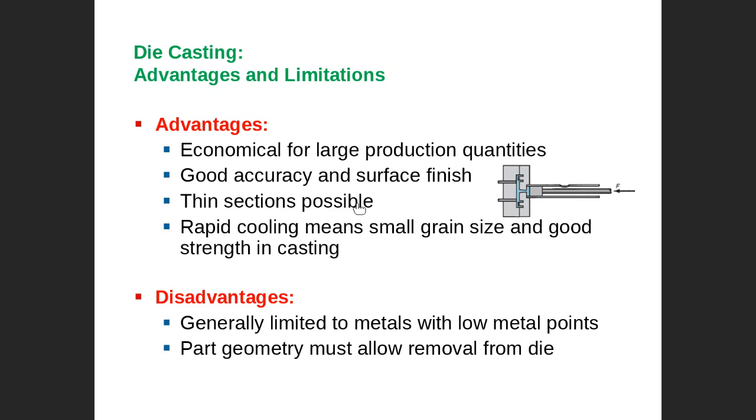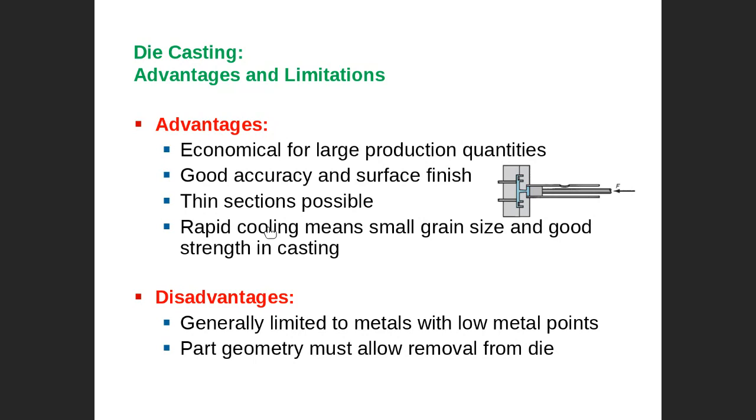Meanwhile, thin sections are also possible because you are applying pressure. This high pressure pushes the material to fill all the cavities perfectly. Even thin sections are possible using this method compared with sand casting. Thin sections in sand casting are very difficult, maybe because viscosity and surface tension do not allow it. It is not possible using sand casting to create a thin cross section, but here, because of the high pressure during the process, this kind of thin section is possible.